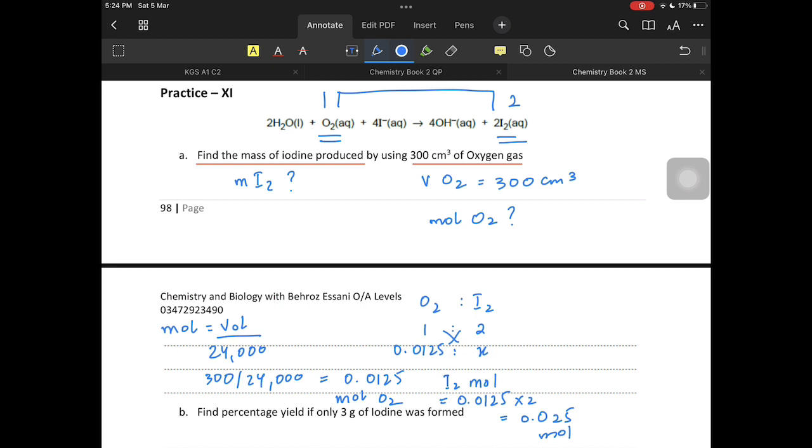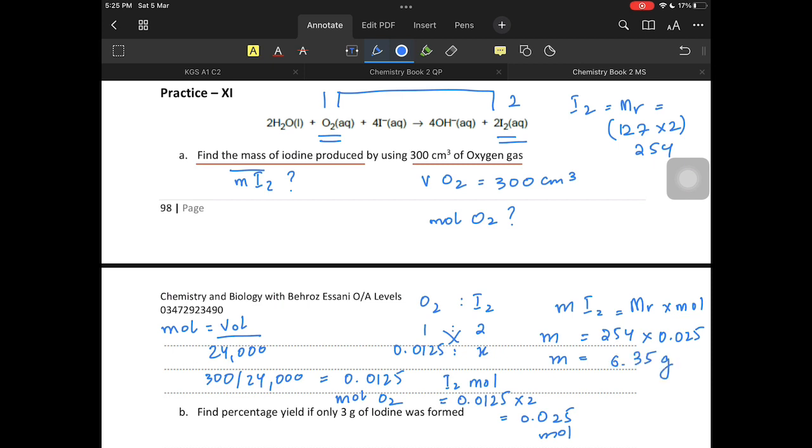Now we are not concerned with the moles of iodine. Rather, we wanted the mass of iodine. So mass of iodine is going to be equal to molecular mass of iodine times mole. So we need the molecular mass. For iodine, which is a diatomic molecule, it's going to be 127 times 2. 127 is the atomic mass, times 2 is 254. So 254 times the moles, which is 0.025, is going to be equal to 6.35. I estimated it right. I am good at mental math, by the way. So it's going to be 6.35 grams.